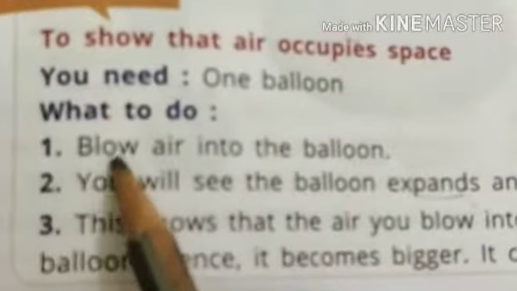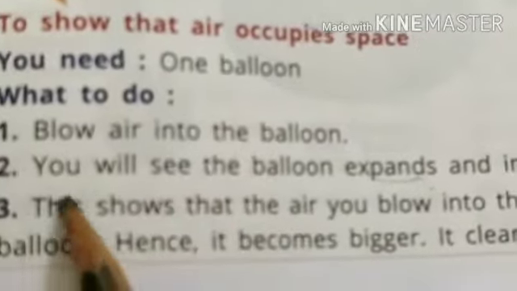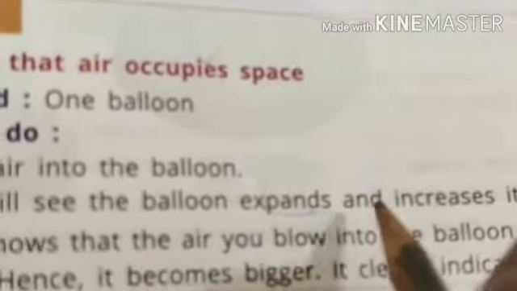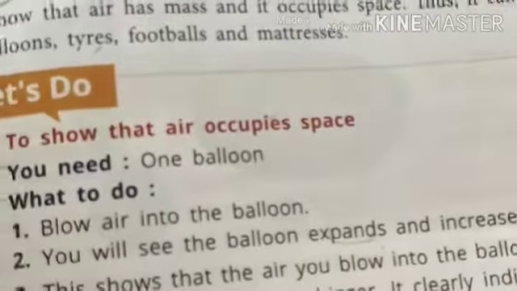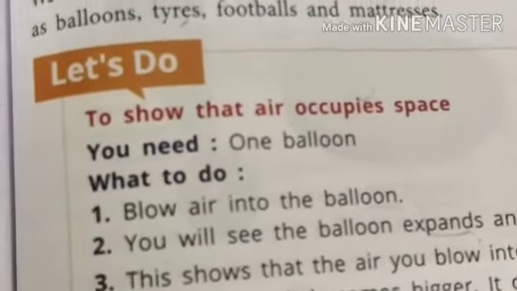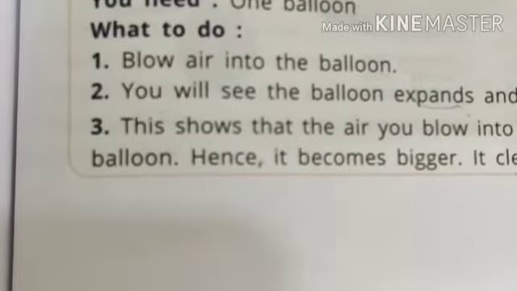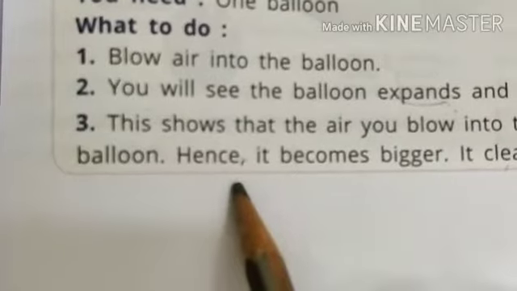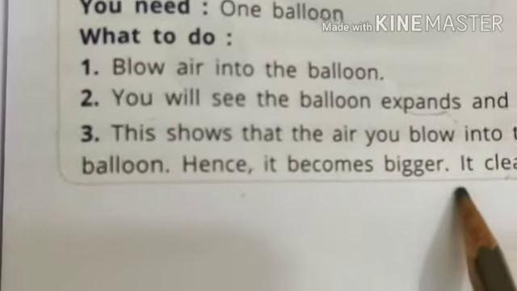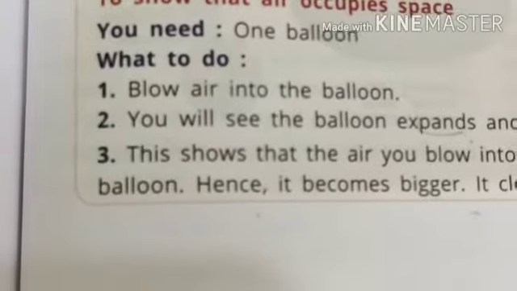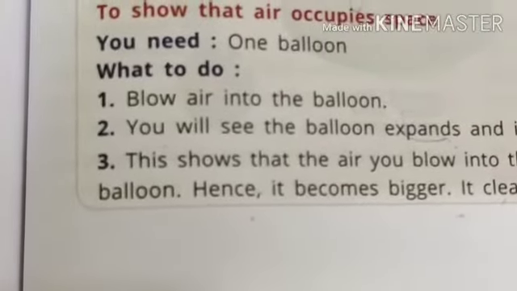See here, the activity is given. Balloon. What things do you need? One balloon. Blow air into the balloon. You will see the balloon expands and increases in shape. This shows that when you blow in air, the space inside the balloon is filled by air and it becomes bigger. This clearly shows that air occupies space. So the first property of air is it occupies space.